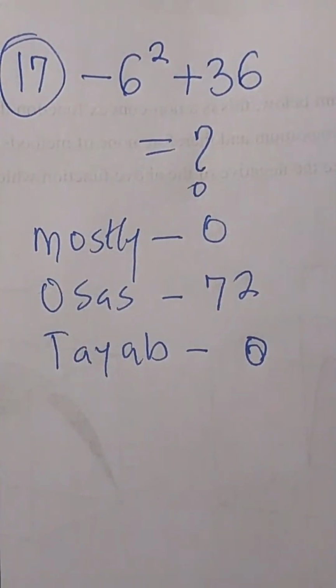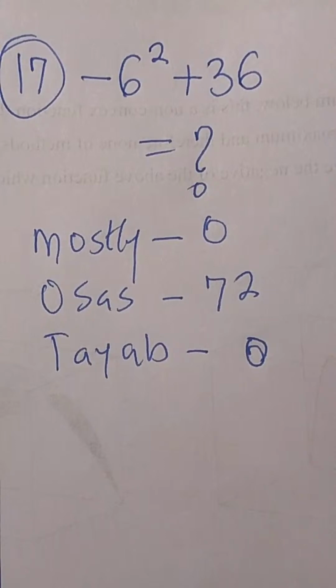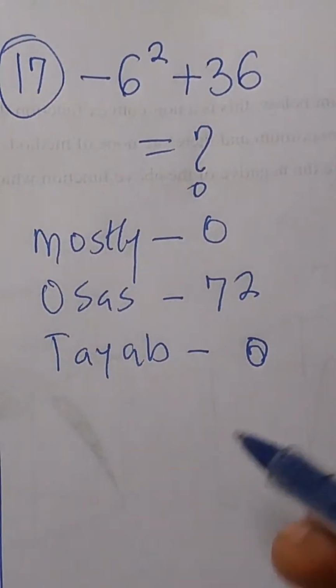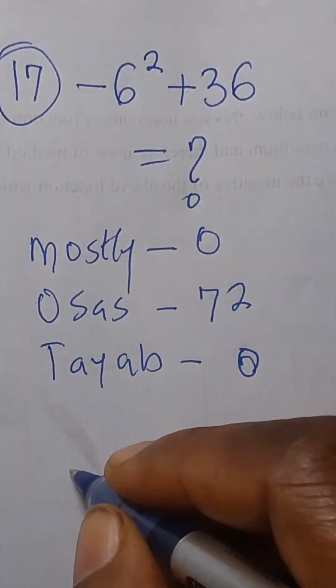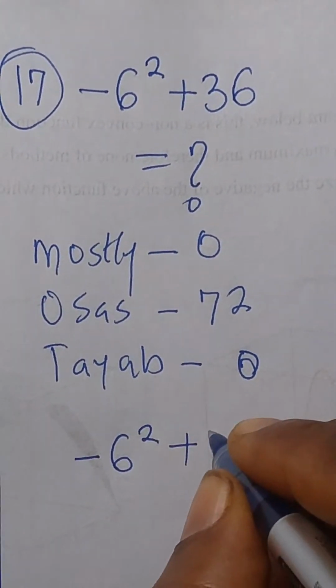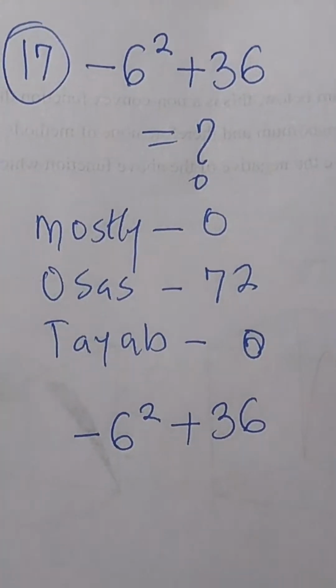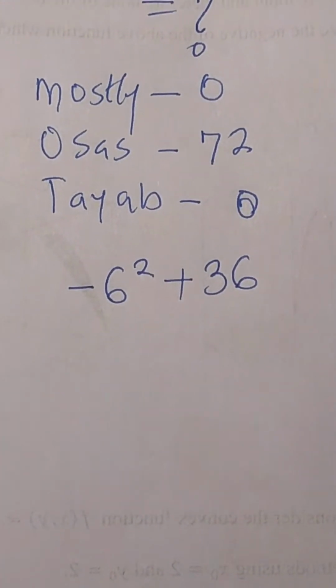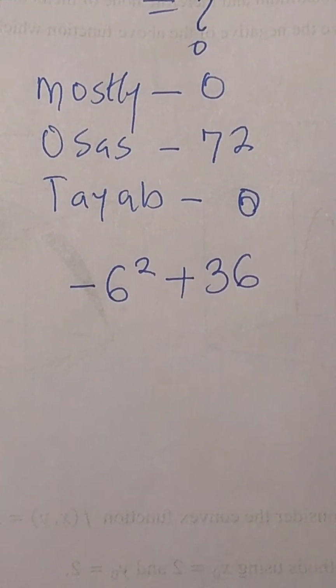I'll be using the front camera, but if I use the front camera, you'll be seeing the inverse of what I'm writing, so you understand why I always use the back camera. Okay. So let me solve this. Now we have minus 6 squared plus 36. Now I want you to just solve this mini question. Let me just do it.